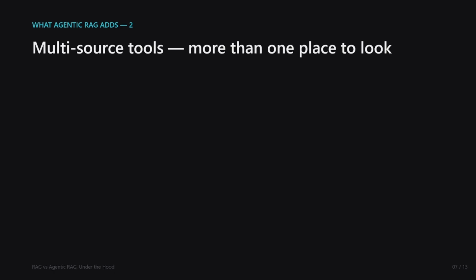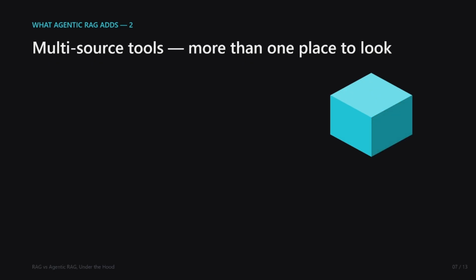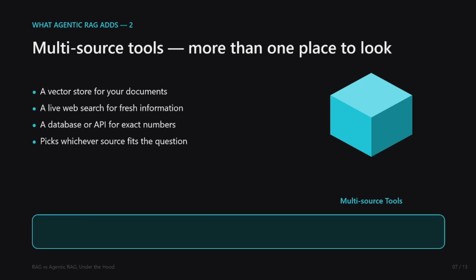The second extra ability is using multiple sources. Traditional RAG often searches only one place, like a document store. Agentic RAG can choose different tools depending on the question. It may use a vector store for company documents, web search for fresh information, or a database for exact numbers. Think of it like a librarian who can use books, the internet, and a calculator. That librarian can answer more types of questions.